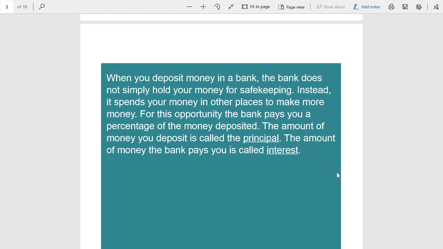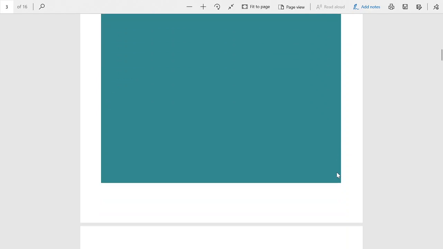So the bank does this, and to kind of thank you for allowing them to use your money, you get a little bit of money back. So when this happens, the amount that you actually deposit is considered the principal amount, and the amount of money that the bank pays you is called interest. And typically this is a percentage of how much you put in. So a percent of that principal.